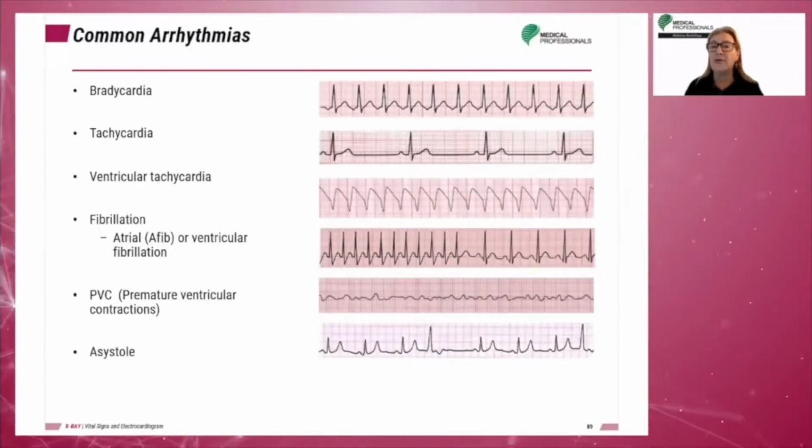Some common arrhythmias are bradycardia, or abnormally slow heart rate, and tachycardia, or abnormally fast heartbeat. Ventricular tachycardia is caused by abnormal stimulation of the ventricles. It results in a very fast heartbeat.